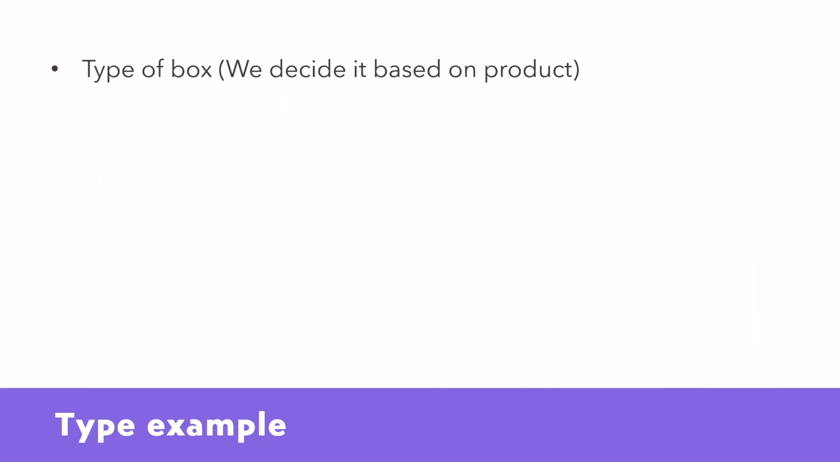What are the learnings? The type of box matter, and we decide it based on the product. If I'm having something liquid, then I generally prefer the bottle. If I'm having something solid, then I need a proper container for that. Size of box. Remember, based on the minimum and maximum value of the product, we choose our box size.